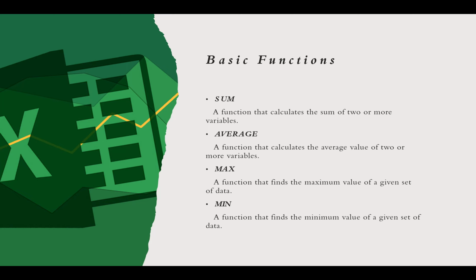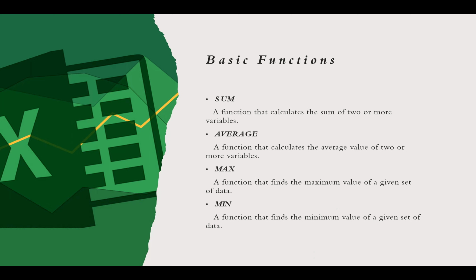Sum function by definition is basically a function that calculates the sum of two or more variables. Average function is a function that calculates the average value of two or more variables. Maximum and minimum functions are the functions that find the maximum value and minimum value of a given set of data.